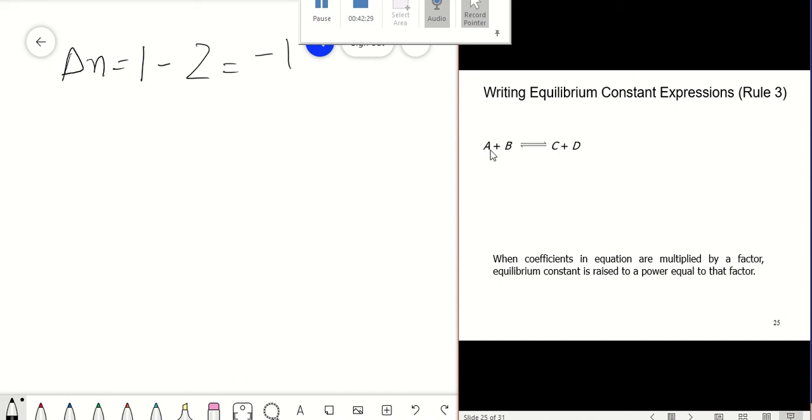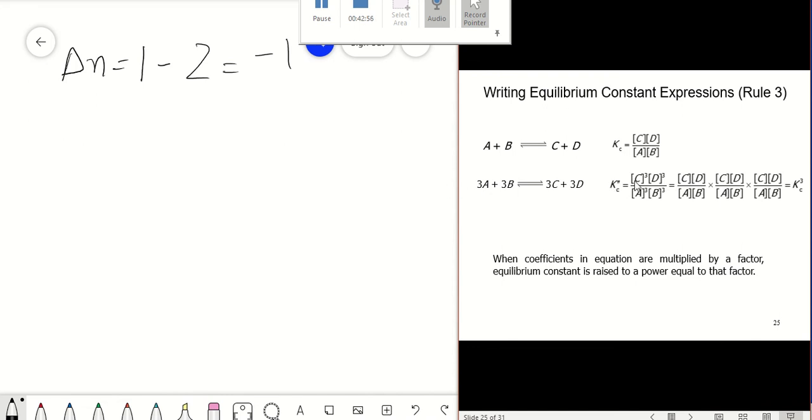So if we are just looking at reaction A, A plus B changing to C plus D, let's write down its equilibrium expression. Kc is the concentration of products, C times D, over the concentration of reactants, A times B. Now, a completely different reaction, 3A plus 3B changing to 3C plus 3D. What would be the equilibrium expression for this reaction?